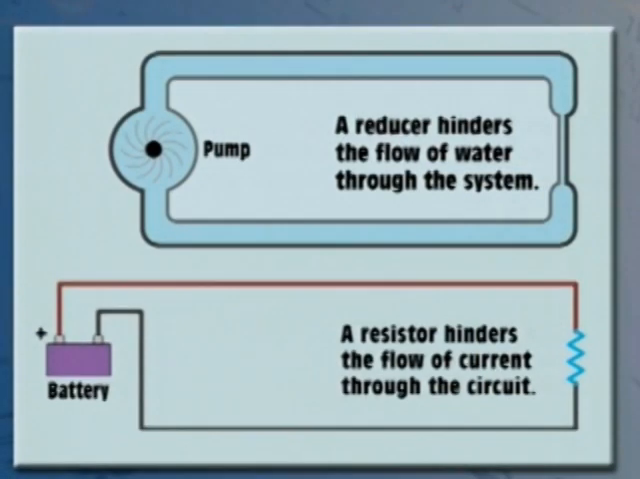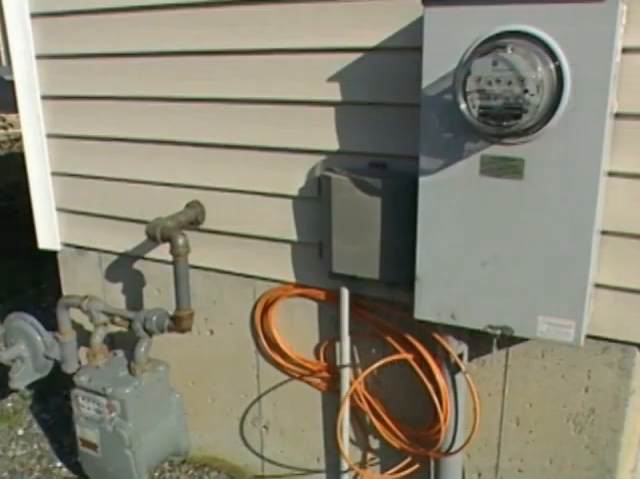A resistor in an electric circuit can be compared to a restriction in a water system. The reducer limits the flow of water through the system, just as a resistor limits the flow of current through an electrical circuit. Wattage is a measure of the amount of power that is being used or consumed by the circuit.